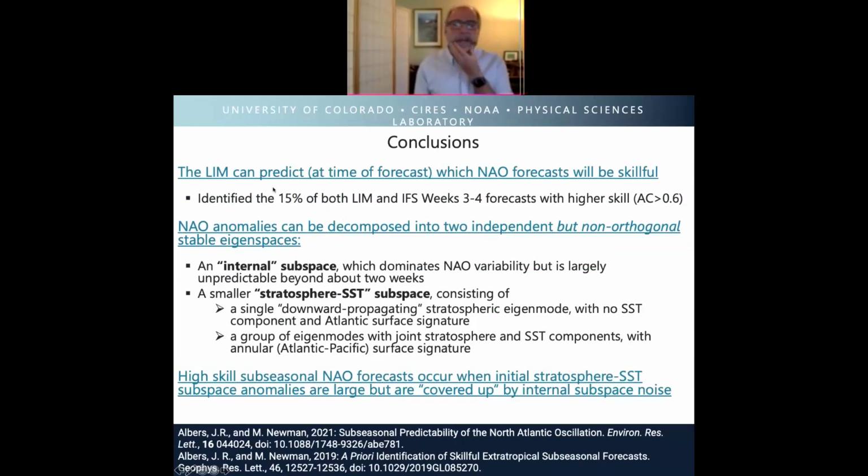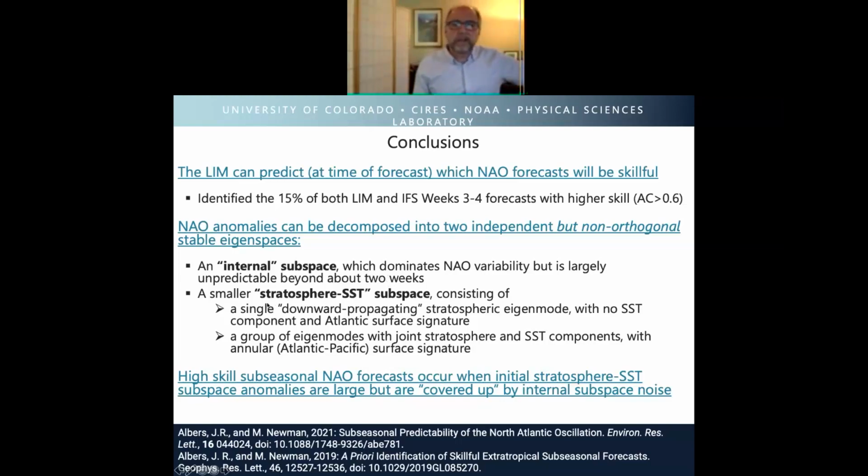All right, so finally then, just to conclude, the LIM can predict at the time of forecast which NAO forecast will be skillful, and we find that this means that it can identify about 15% of both the LIM and the IFS weeks 3 and 4 NAO forecasts with high skill, basically anomaly correlations greater than 0.6 here. Again, the NAO anomalies, and really all the states, can be decomposed into 2 independent but non-orthogonal subspaces. An internal subspace, which although it dominates the NAO variability, is largely unpredictable beyond about 2 weeks.